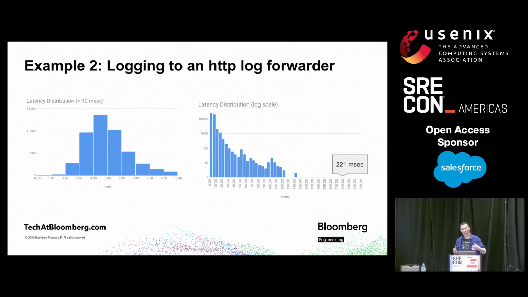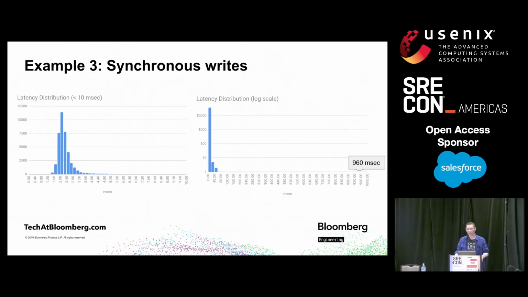The second example is the same idea, but I'm writing to an HTTP log forwarder. So instead of writing to a file system, I just wrote periodically logged to this and then measured the time. And here, the units are in milliseconds now because we're talking to a process and getting some ack back. So now the bulk is probably somewhere under 7 milliseconds. Again, a long tail with the max that I saw almost a quarter of a second. So pretty long tail. And the final example is synchronous writes.